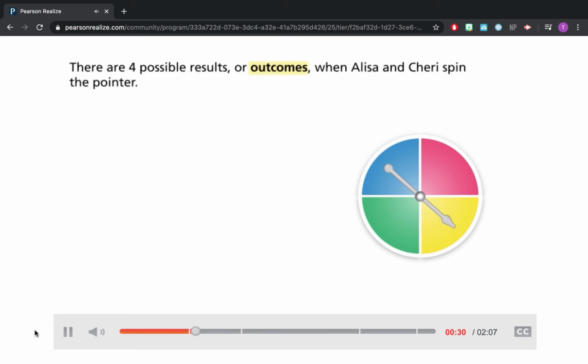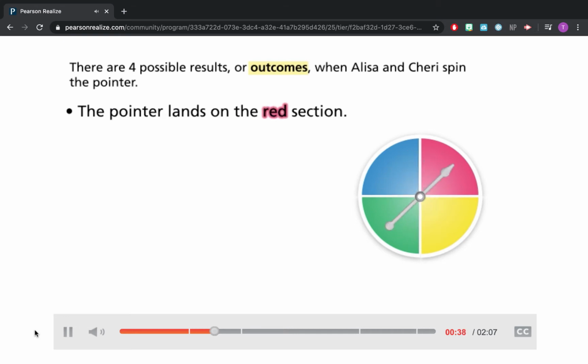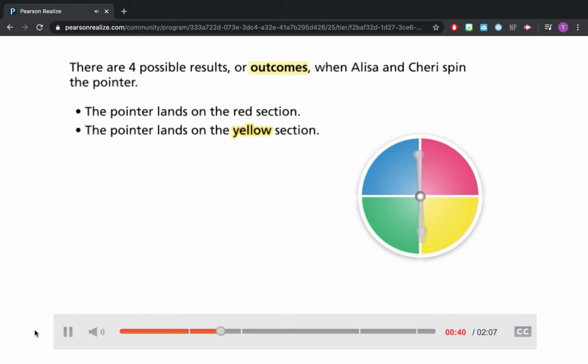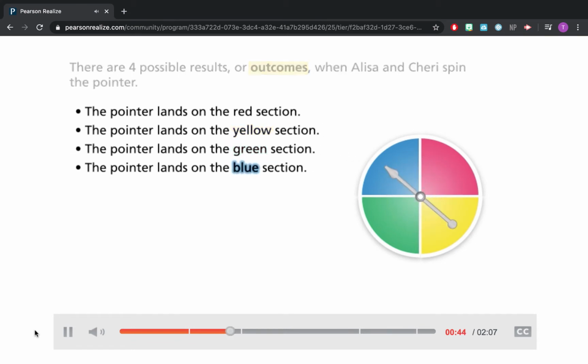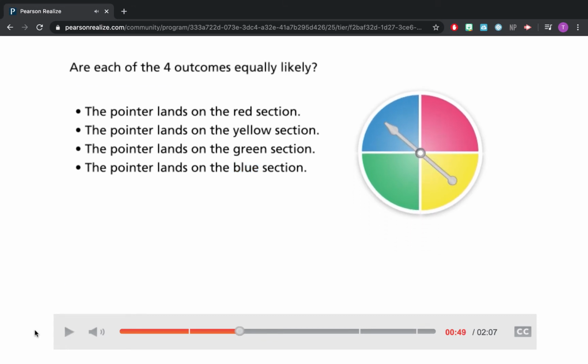There are 4 possible results, or outcomes, when Alyssa and Sherry spin the pointer. The 4 outcomes are the pointer lands on the red section, the yellow section, the green section, and the blue section. Are each of the 4 outcomes equally likely?